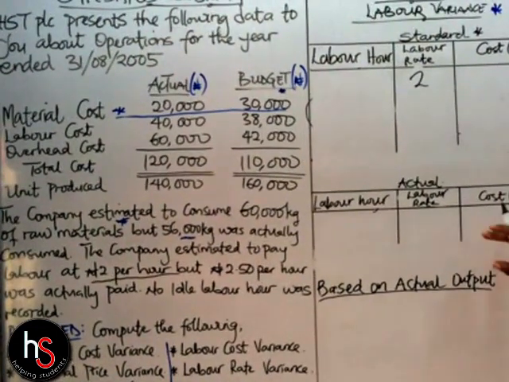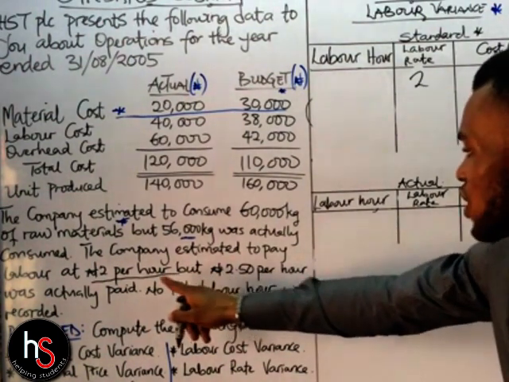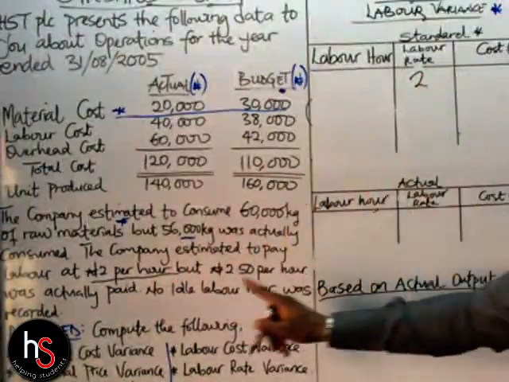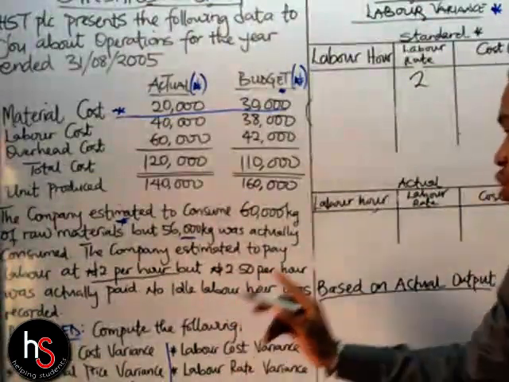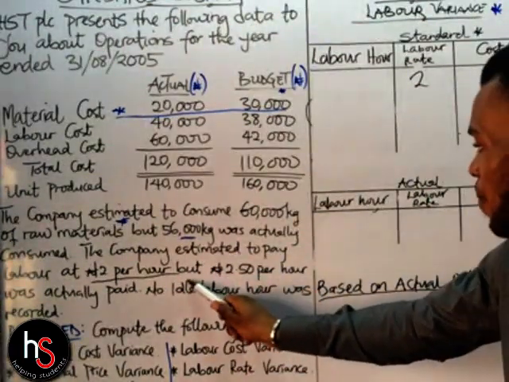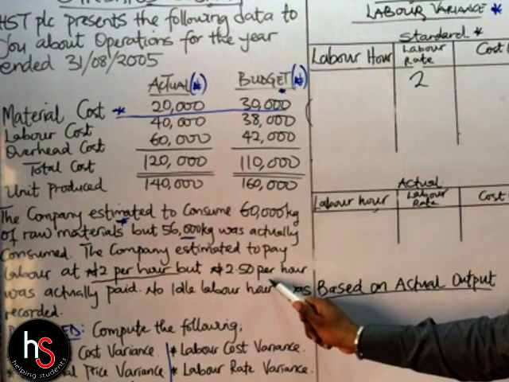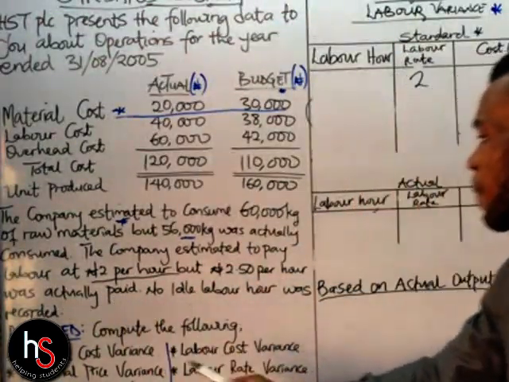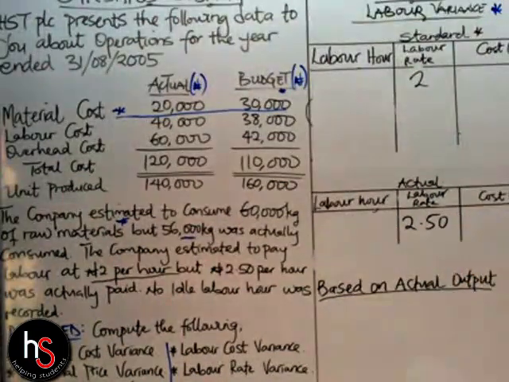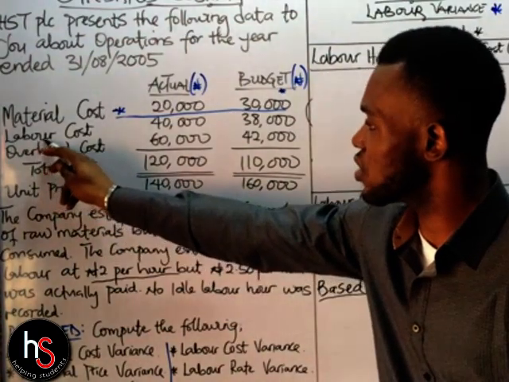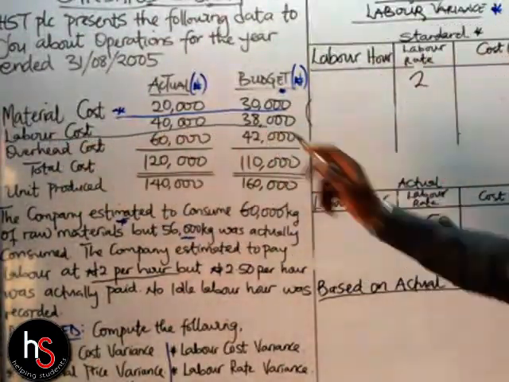So let us proceed to the actual now. Now, if 2 naira per hour was the standard rate, it means that 2 naira 50 kobo per hour is now the actual rate, because it says, but 2.50 per hour was actually paid. So this is the actual, okay? 2.50. Now, let us proceed again. The labor cost. Now we're dealing with labor.